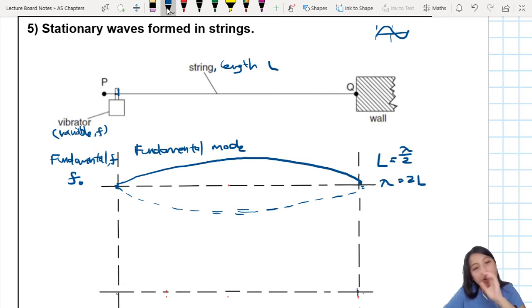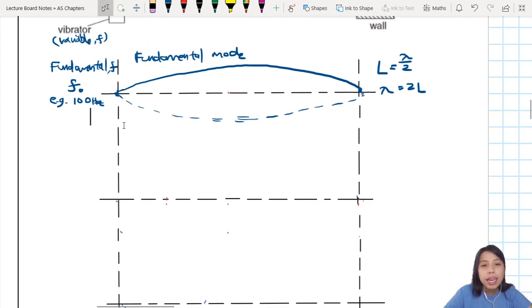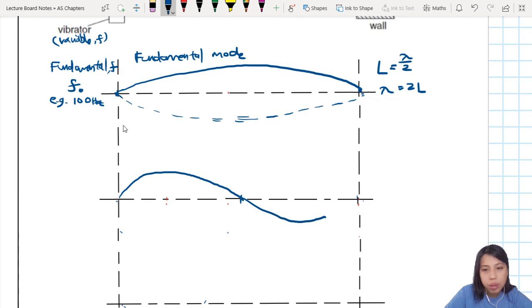What happens if you crank the frequency up a little higher? Maybe you start off here with 100 Hertz. Sure, let's do that. So that's the fundamental note. Then as we crank up the frequency, you will have something like this. So you have the one wave amplitude here, an antinode here. Oh man, it's not symmetrical. Okay, and something like this. Now there's 2 of these loopy things.